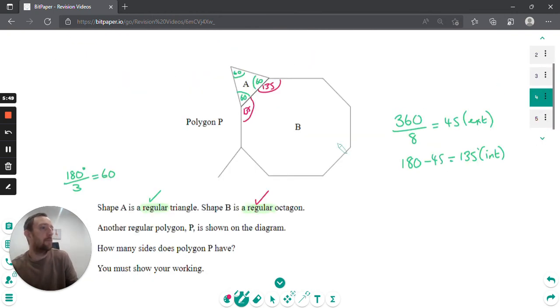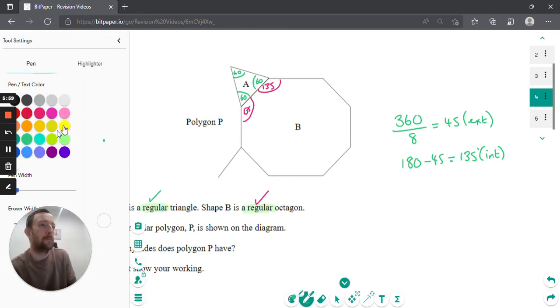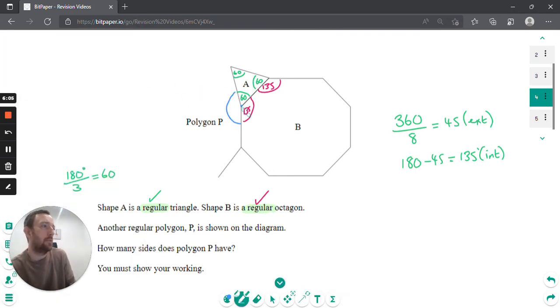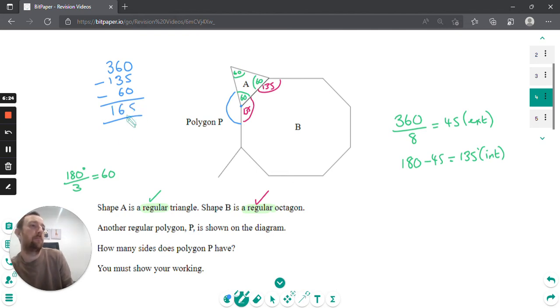Let's go back to that one. So how many sides does polygon P have? Let's find that angle there. So what's this angle? We know the angles around a point equal 360. So 360 minus the 135 minus the 60. That's minus 195, which is going to give us 165 left. So I've got 165 here.